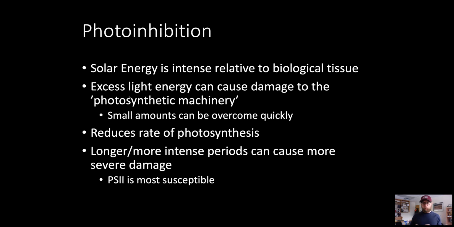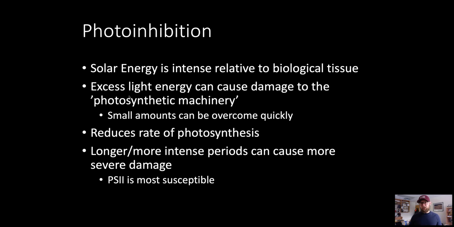It can damage the membrane. Little bits of damage can be overcome fairly quickly, but if that really high intensity light persists for very long, then you get damage to those components that cause a reduction in photosynthesis. And so photoinhibition occurs in places where you get high intensity of sunlight.